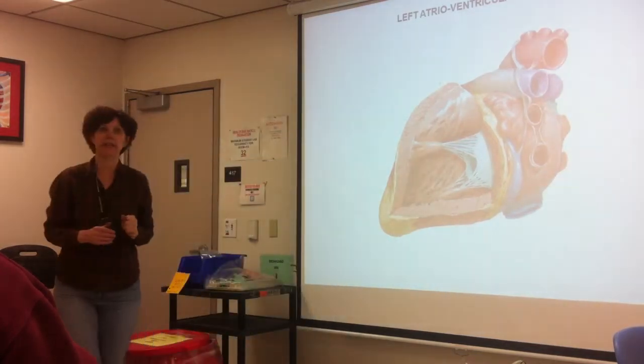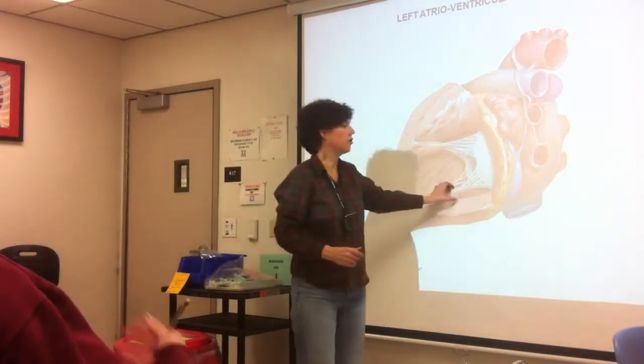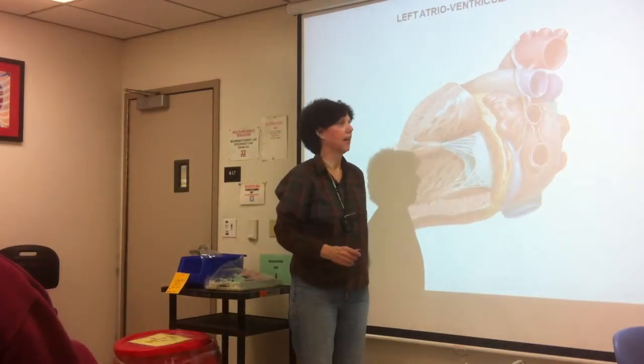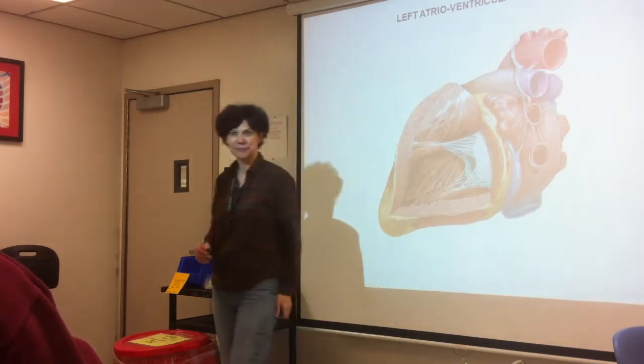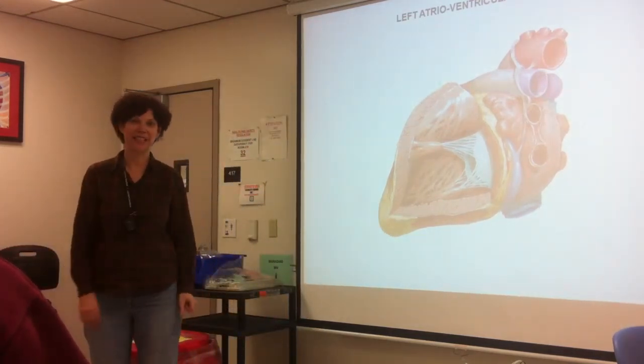So what closes the valve? The rising blood pressure. The chordae tendineae, and what was the other one? The papillary muscles. They adjust the tension to keep the valves down when the valves are closed. Like an umbrella turning inside out in a windstorm.